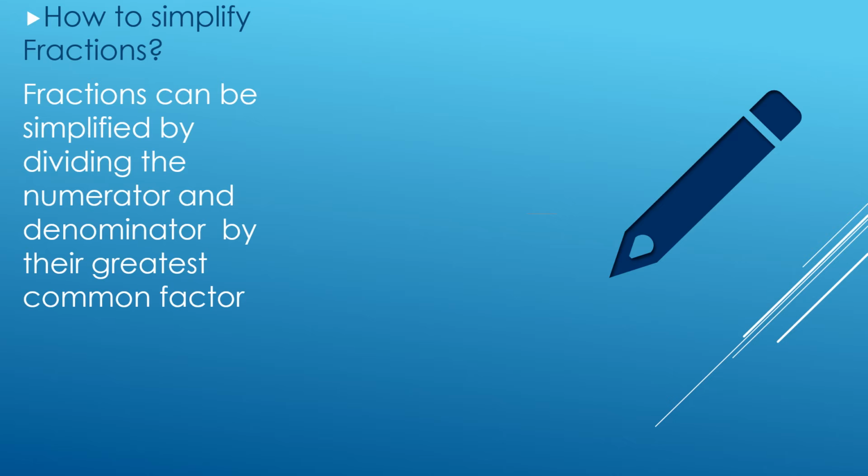Fractions can be simplified by dividing the numerator and denominator by their greatest common factor. So let's have an example: 15 over 20. 15/20 is not in simplest form. Hindi pa siya naka-lowest term.